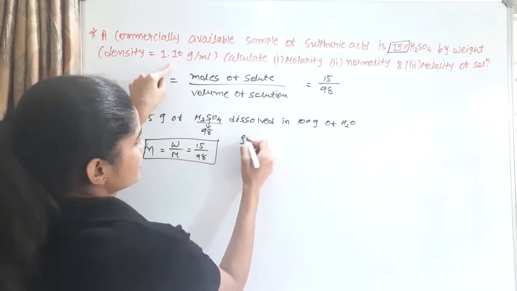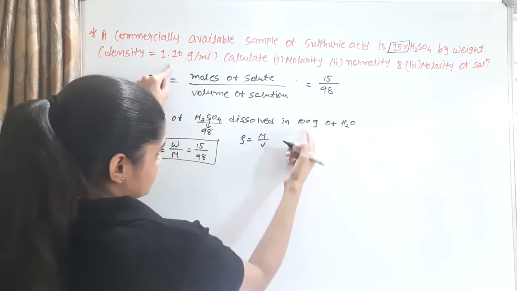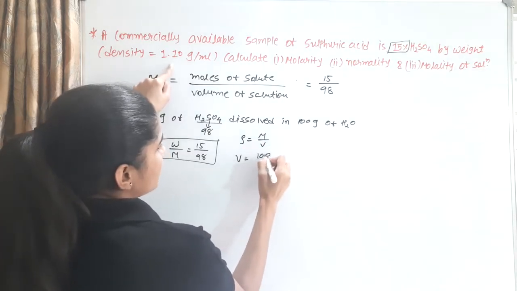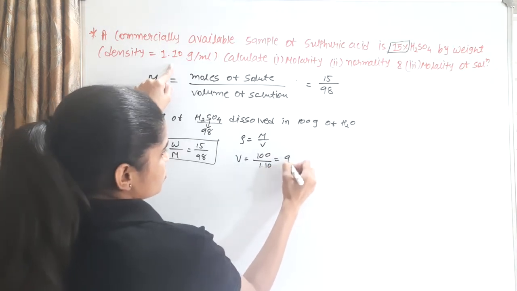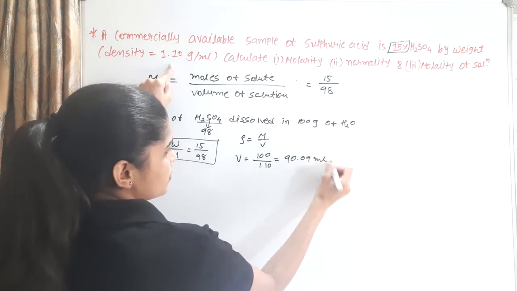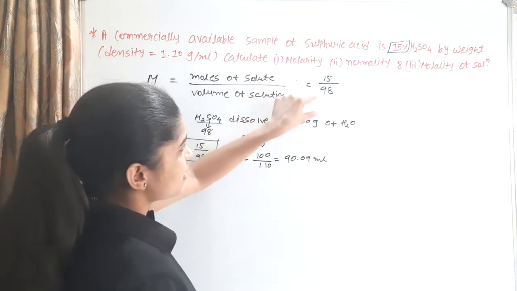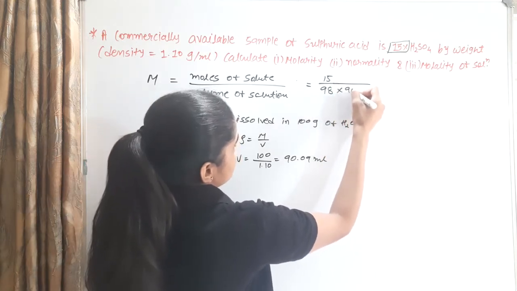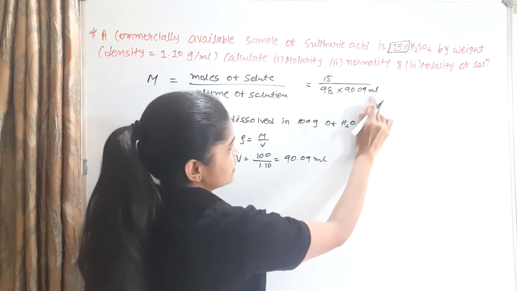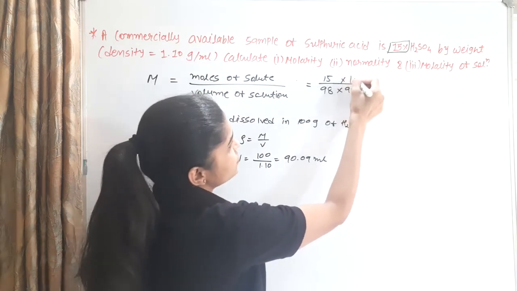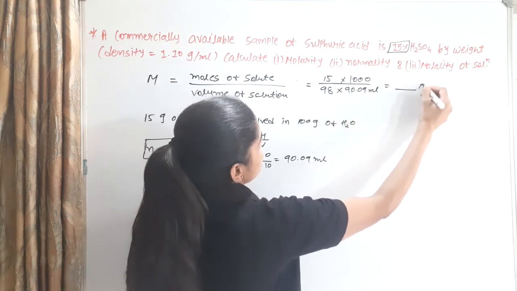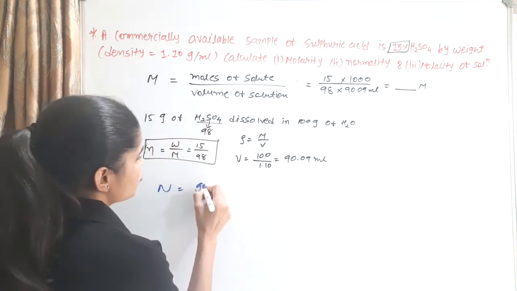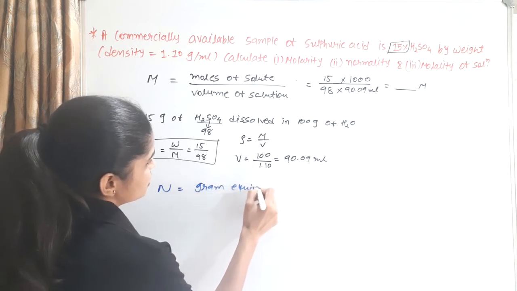Density is given, and we know that density is equal to M by V. The M value is 100 gram and density is 1.10. So V is equal to 100 divided by 1.10, which is 90.09 ml. The moles 15 by 98 is divided by the volume of solution, 90.09 ml. This value is in ml, so it's multiplied with 1000. It gives the molarity.